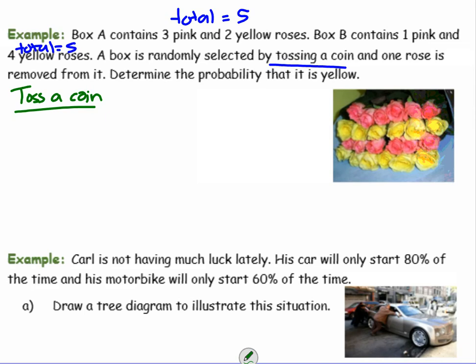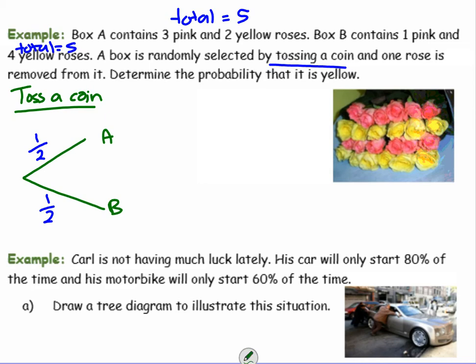So the outcomes for the coin tossing are just box A or box B. You can write box A and box B if you prefer. And the probabilities, when you toss a coin, you can either get a head or a tail, and it's a 50-50 chance, so 1 in 2. So a 1 in 2 chance of getting box A, 1 in 2 chance of getting box B.